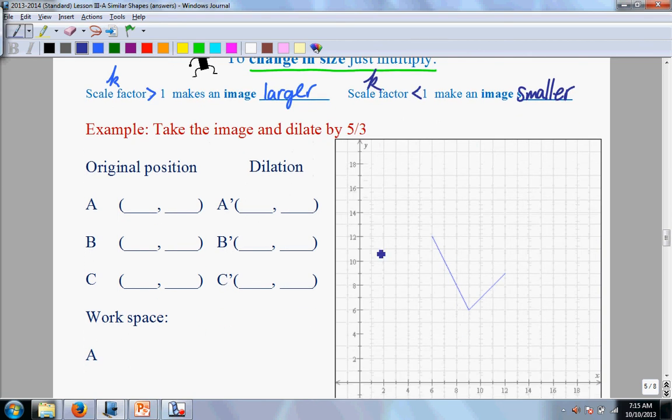We are going to take this image and we're going to dilate by 5/3. So ask yourself this, 5/3, is it greater than 1? Or is 5/3 less than 1? And hopefully, since you realize that 3/3 is 1, we know that 5/3 is larger. So that means this image here, we're going to make it larger.